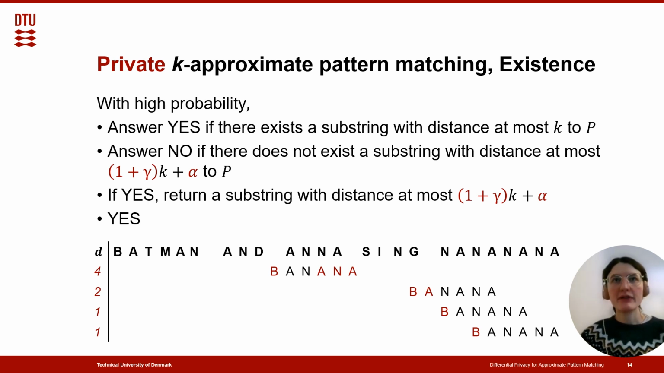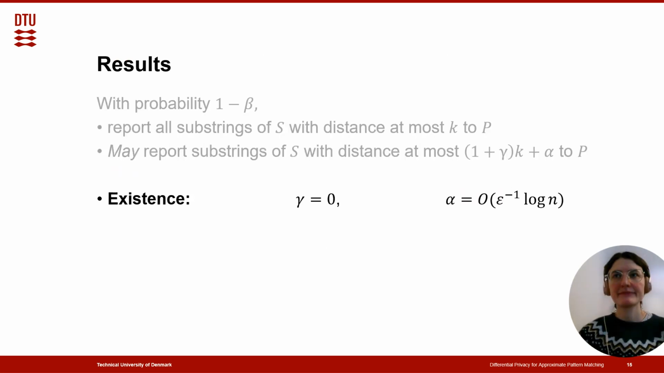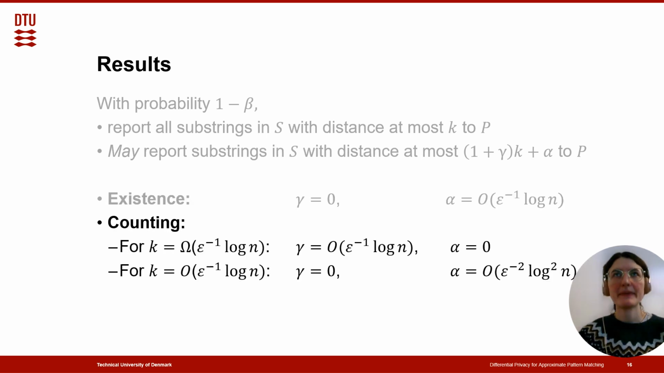So the goal of this work was to analyze which values of alpha and gamma are necessary or sufficient. So next I will summarize our results. First, for the existence version of the problem, we give an algorithm with no multiplicative error and a log n additive error. n is the length of the text S.